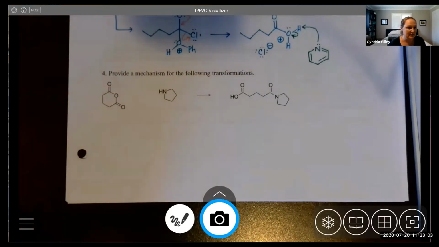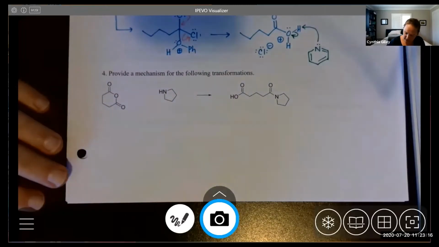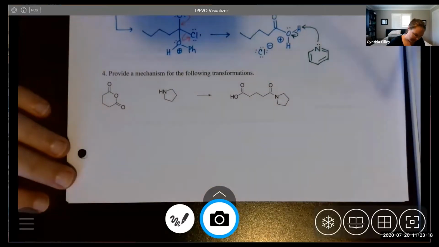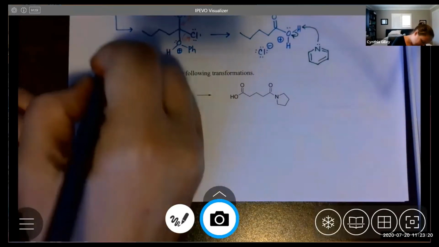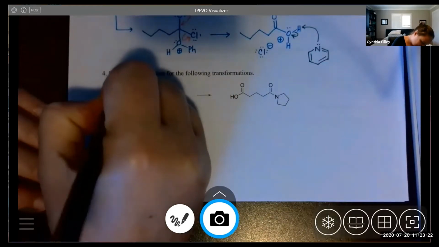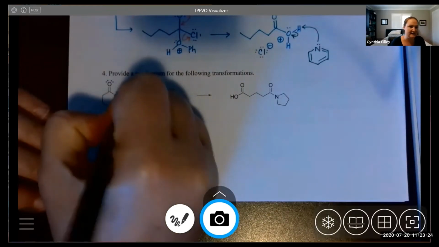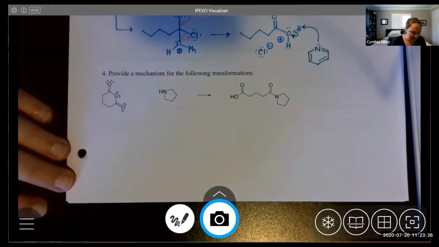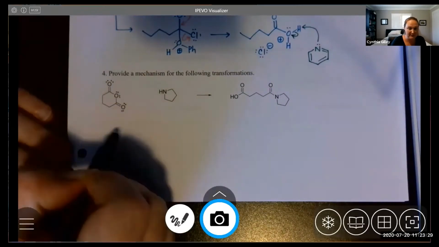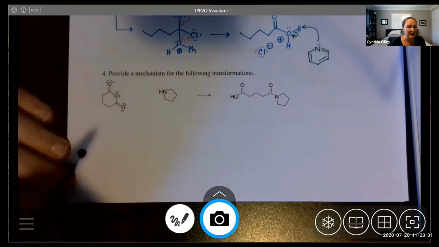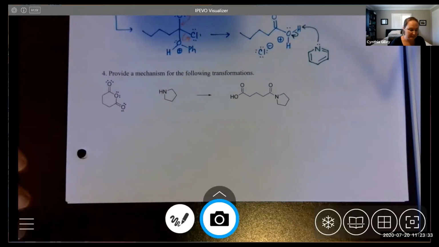So it has a good leaving group too, even if it's not as good as chloride, because it's not as weak a base as chloride is. It's still really quite good. So we will draw in some lone pairs. Because it's one of the more reactive of the carboxylic acid derivatives, we don't need any proton transfer to make this a better electrophile. It's already a good electrophile.